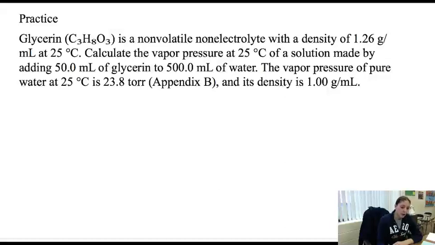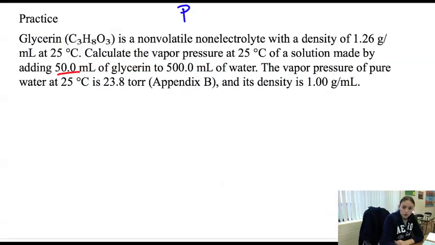When we look at now a practice problem, we have glycerin. It's a non-volatile, non-electrolyte, has a density there. We want to calculate the vapor pressure of a 25-degree solution made by adding 50 milliliters of glycerin to 500 milliliters of water. We have less glycerin, which is why the mass is solute. Water is my solvent. They give you the vapor pressure of water at that temperature, and they give you the density of water. So I want to calculate the vapor pressure at 25 degrees of my solution.